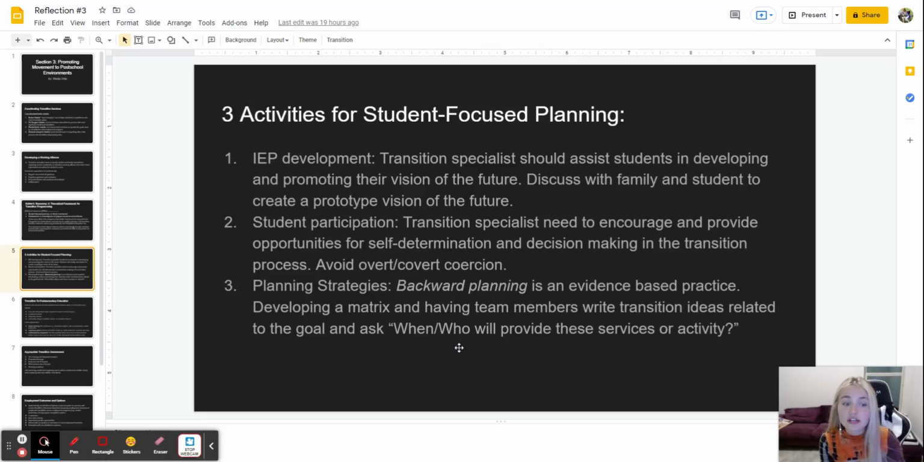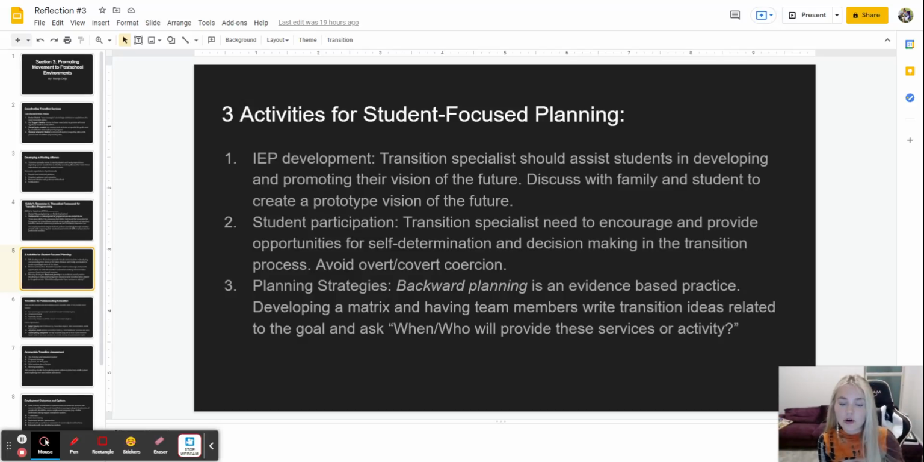Transition specialists should assist students in developing and promoting their vision of the future. Discuss with the family and student to create a prototype of the vision of their future. Student participation. Transition specialists need to encourage and provide opportunities for self-determination and decision-making in the transition process.